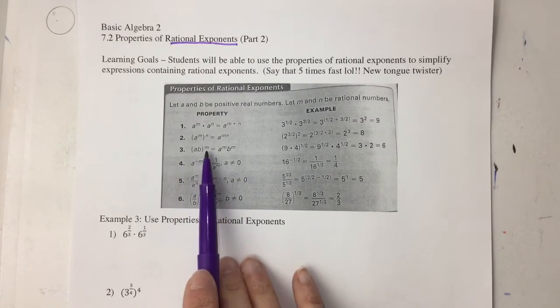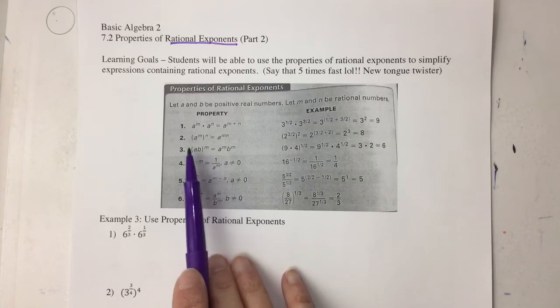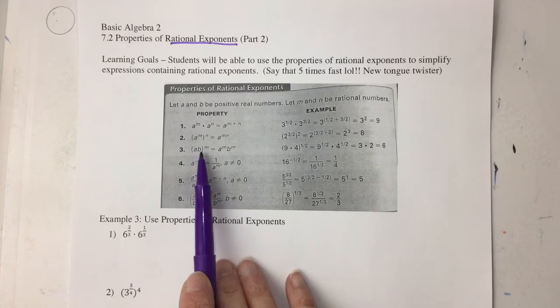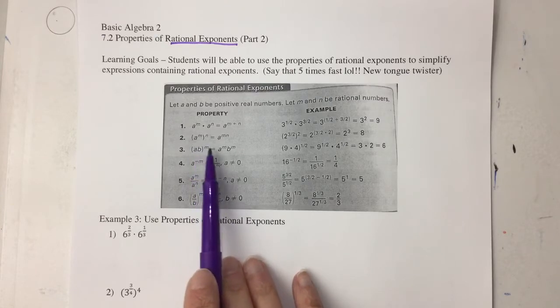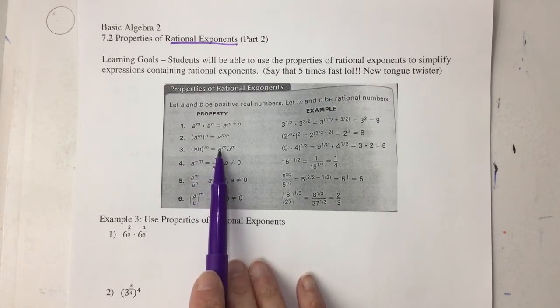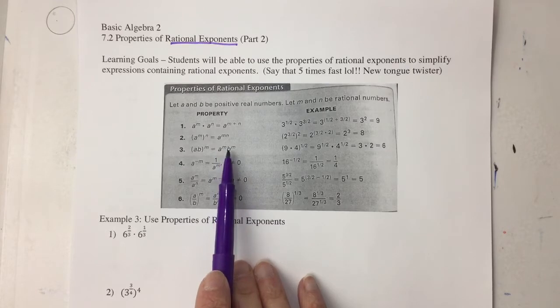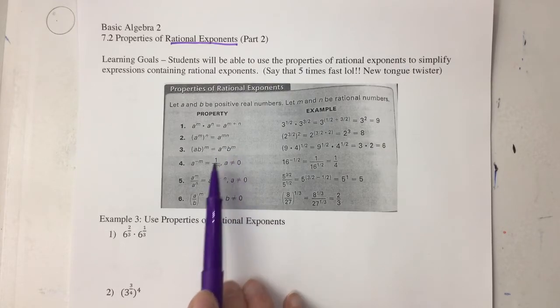Okay, the third property: if you have an exponent outside of a set of parentheses, it doesn't matter how many terms are in there. If you have numbers, one variable, two variables, that exponent has to go to everything inside as an exponent. So notice here, A now has a power of M. B now has a power of M.